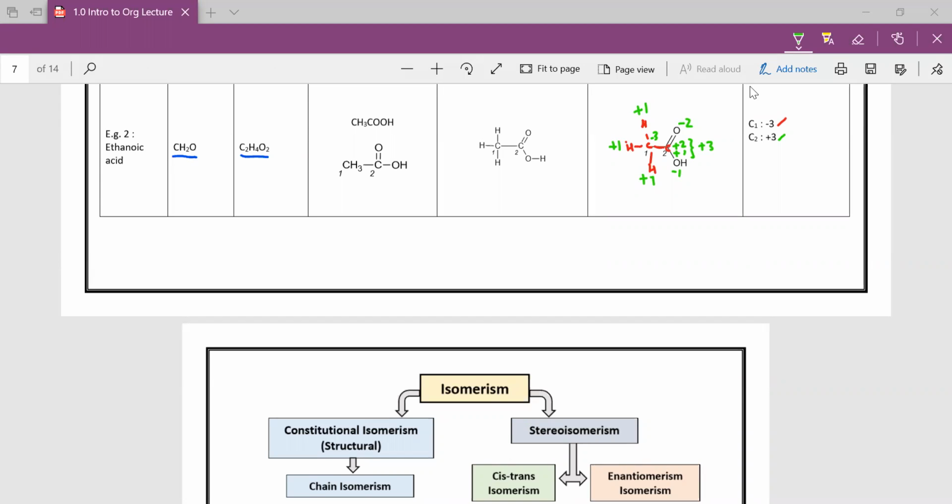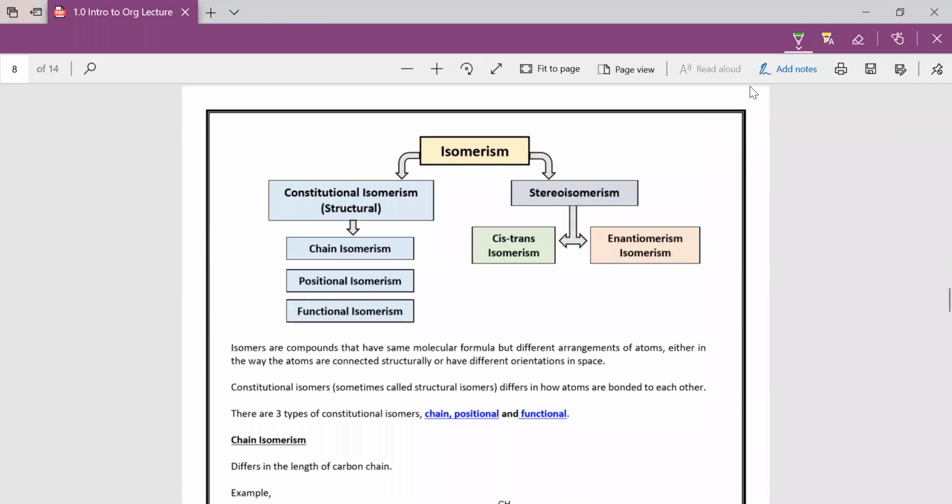Okay, so let's continue with isomerism. This is arguably the most important part of introduction to organic chem. So if you've been dozing off in the earlier parts, you can be forgiven if you study this part well, right?